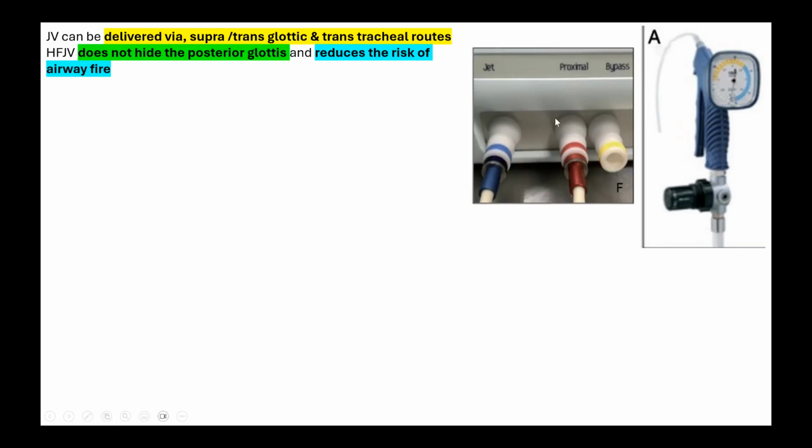And this is the jet that is available in the modern machines. You can see this blue color is the jet delivery with a high pressure inflow. And this proximal red one is used to measure both the EtCO2 as well as the airway pressure. So such adaptations are available in the modern machines. Instead of having a separate connection, the modern machines are able to deliver these things.